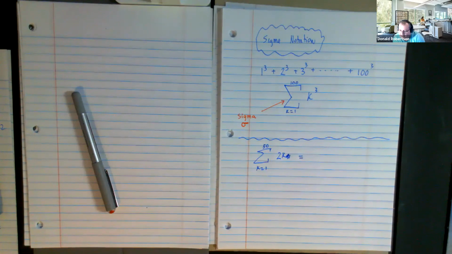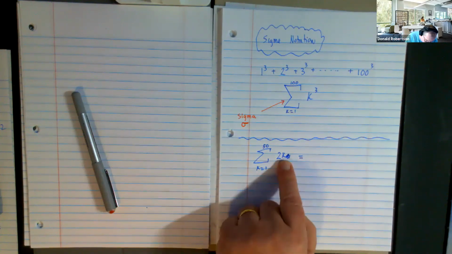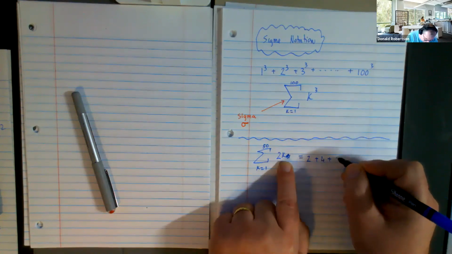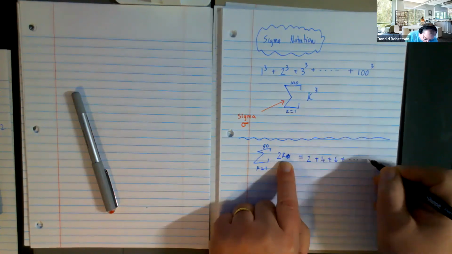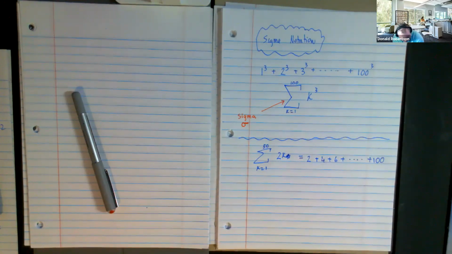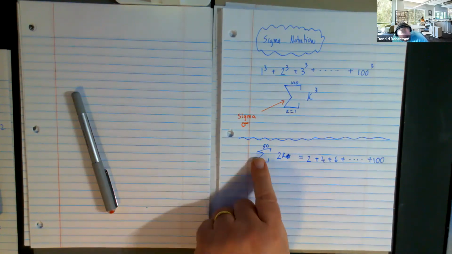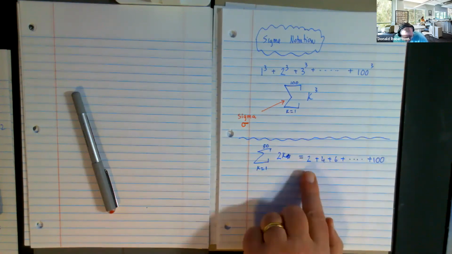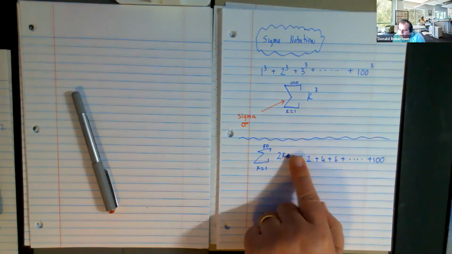What would that look like if we wrote it out with lots of pluses? Well, k equals 1, you get 2 times 1. Plug in 2, plug in 3, and finish with 2 times 50, which is 100. Aren't you basically adding the first 50 even numbers up? So doesn't this notation take something that's quite clunky and condenses it into a very nice little package?